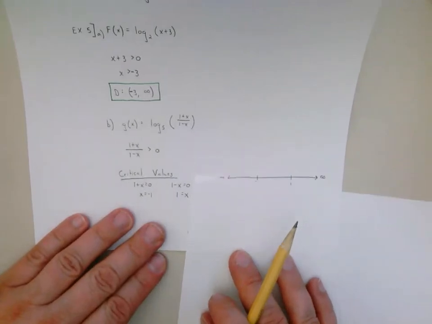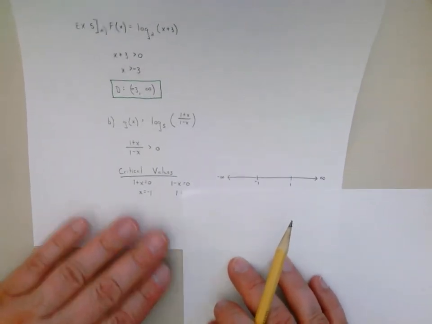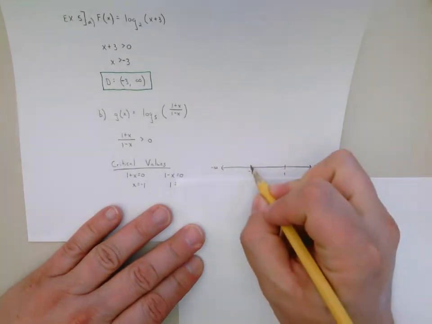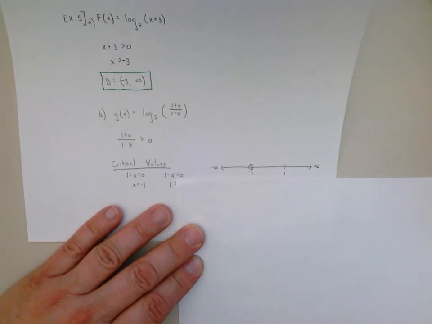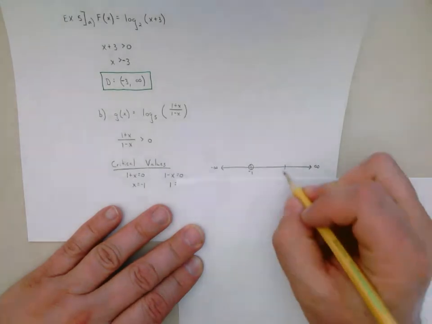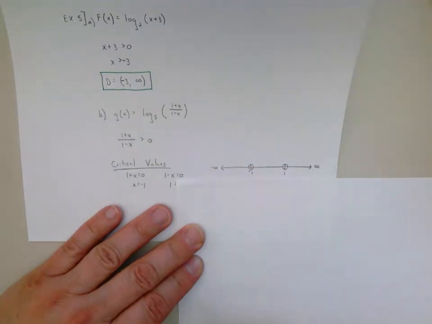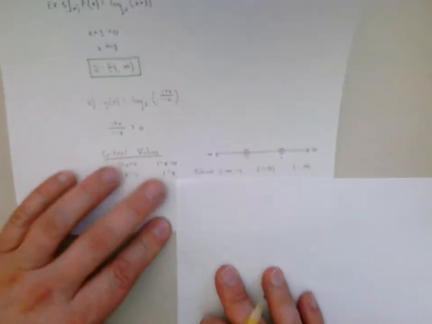Then remember, I take those critical values, I plot them on a number line. I know that negative 1 is not a solution to this inequality because I do not want the numerator to equal 0. I also know that positive 1 is not a solution because if the denominator is 0, this expression is undefined.